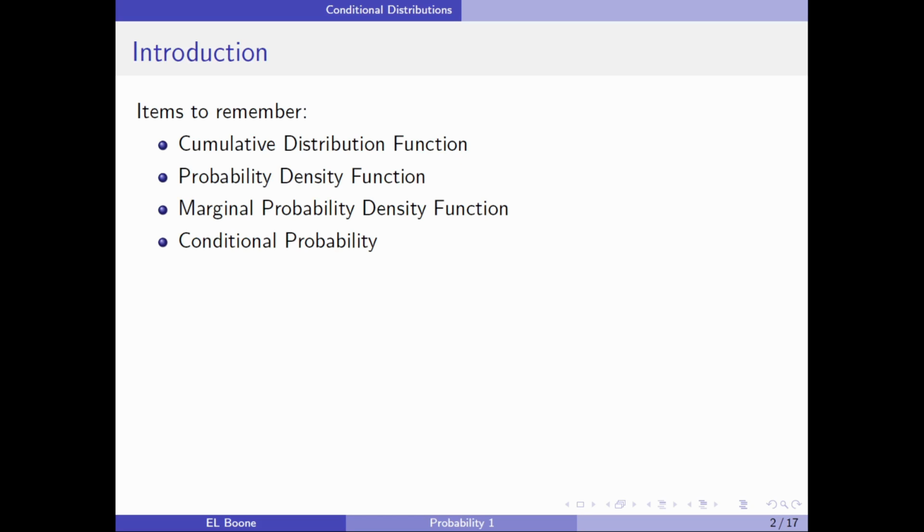Things we're going to need to remember in order to get through this video: cumulative distribution function, probability density function, marginal probability density function, and conditional probability. Now, you have to go back way back when we talked about conditional probability, but I'm going to go over it again, so don't worry.